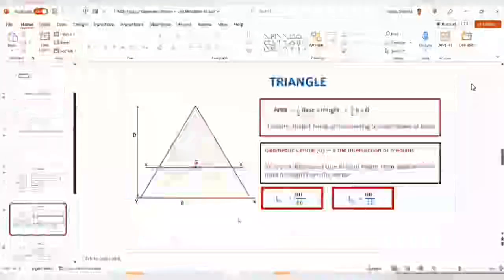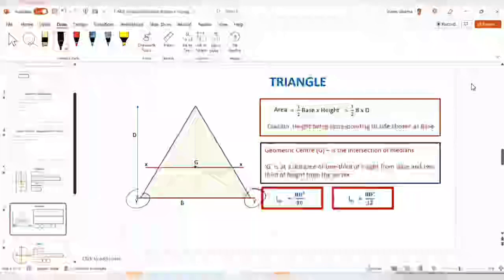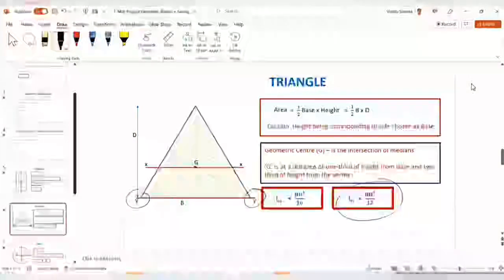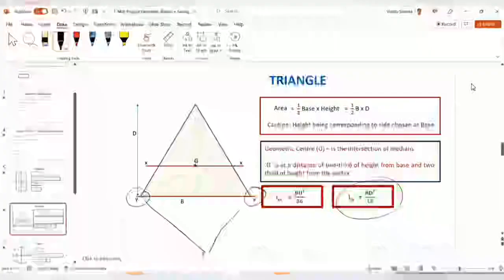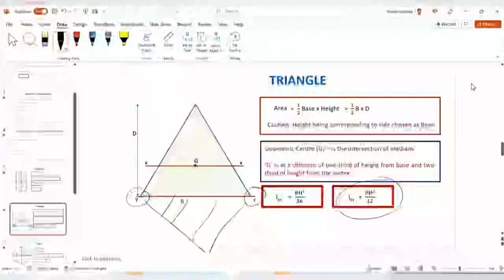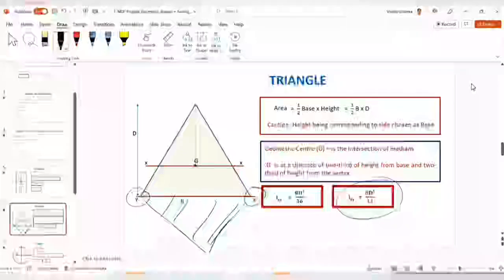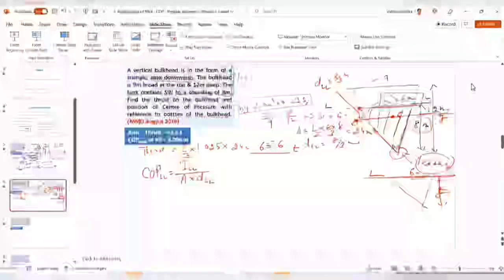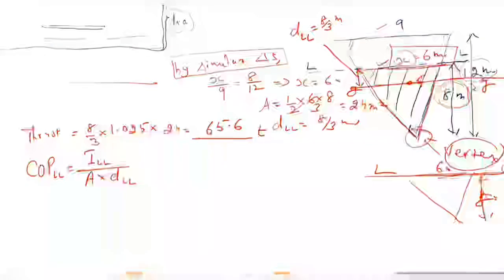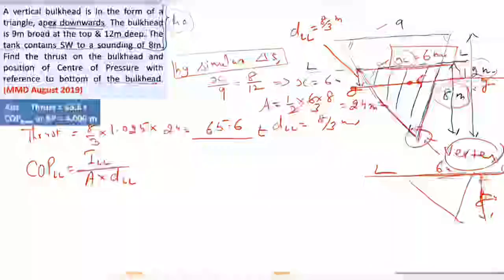Guys, all of you are getting confused somewhere. If you see this one, what is YY? Is it not about the base? And what is the formula about YY? BD cube by 12. In our case, the triangle is like this. How does it change the things? The base will still remain base. Yes or no? Correct? So base will still remain base. I can do it by theorem of parallel axis also if you want. That's not an issue, but it will be an unnecessary waste of time.